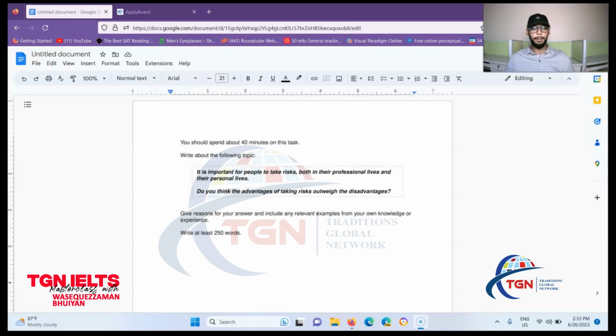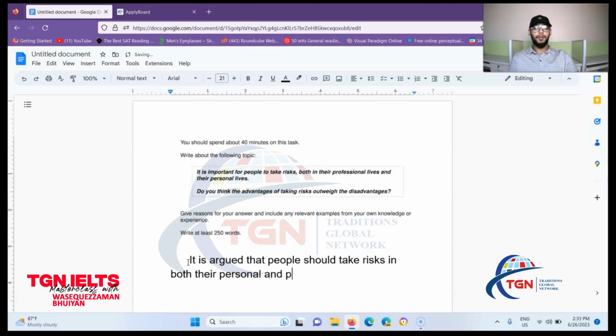All right. So, in any writing test too, you have to basically what? Paraphrase the question. So, whenever you see it is important, একটা statement যখনই দেখবেন, it is argued that people should take risks in both their personal and professional lives. Okay, I just paraphrased the question.